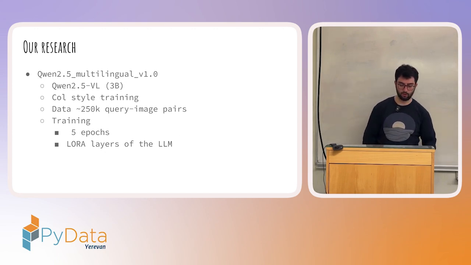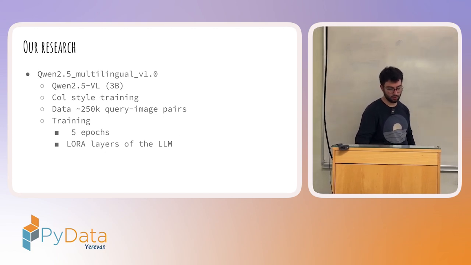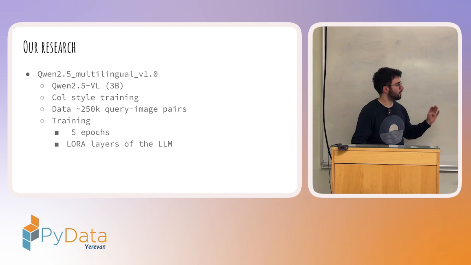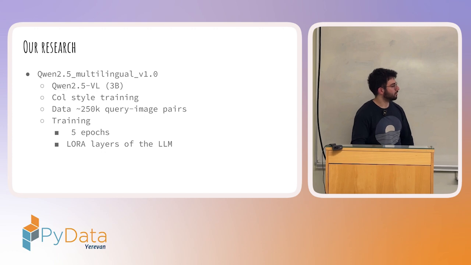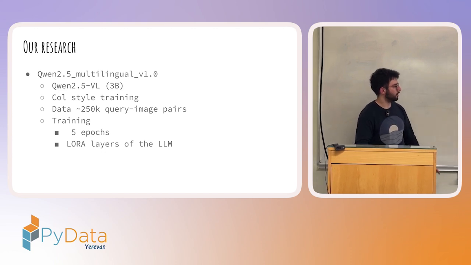Okay, so in order to get the Qwen models, we use the Qwen 2.5 vision language model, which is 3 billion parameters. We trained it with ColPaLi-style training, the multiple query and max similarity. So data is around 250K query image pairs. Overall, we trained for 5 epochs, and we trained only LoRa.